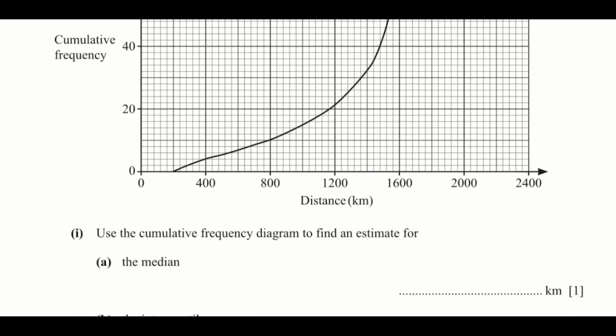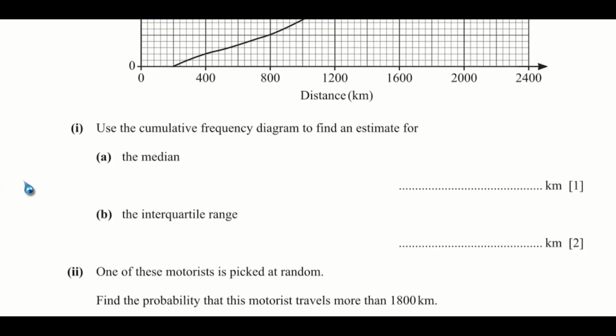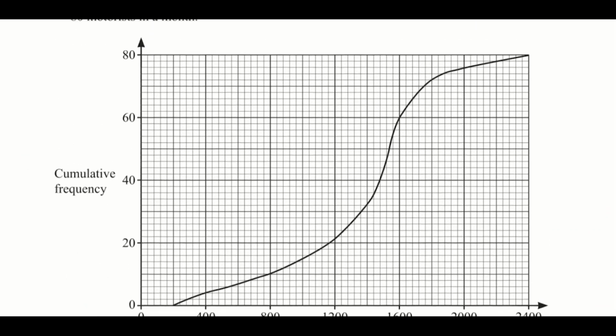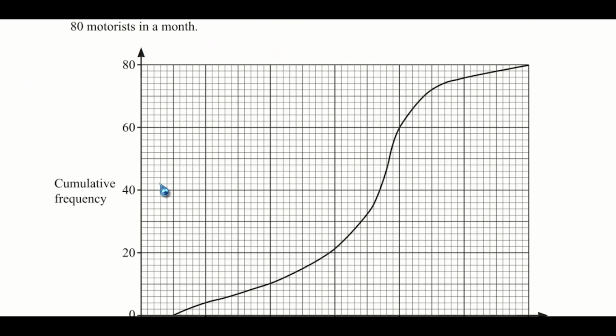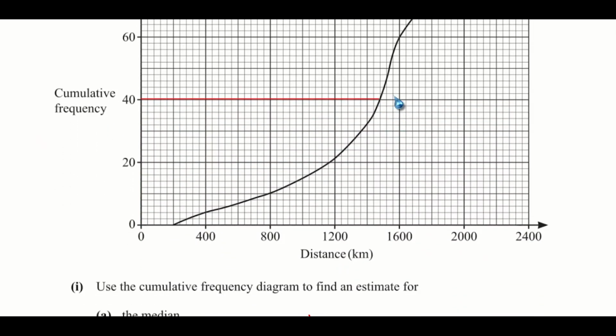For the median, we need to get to the median class. The median class equals 80 out of 2. That's the 40th. You can just write it like this, the 40th. So if you go to the 40th, just draw a line from here, and against this, trace it down to this exact one.